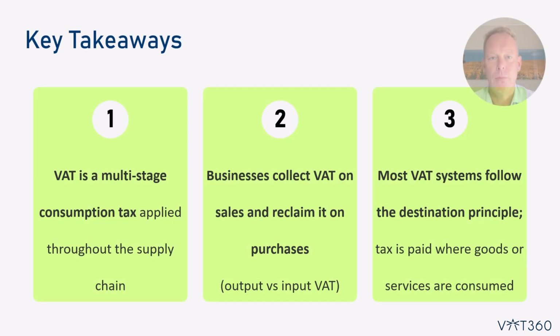To recap, VAT is a multi-stage consumption tax collected throughout the supply chain, but ultimately paid by the final consumer. Businesses collect VAT on sales and reclaim it on purchases, ensuring tax neutrality. And in international trade, most VAT systems apply the destination principle, taxing goods where they are consumed, not where they are sold. These fundamentals are key to understanding how VAT works and why it matters in global business.